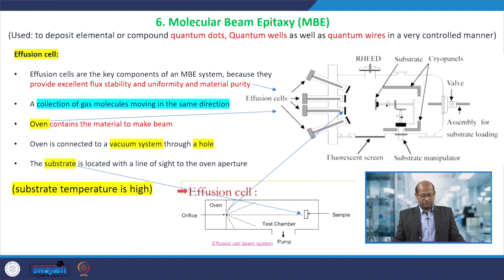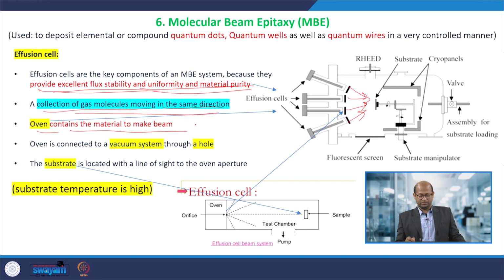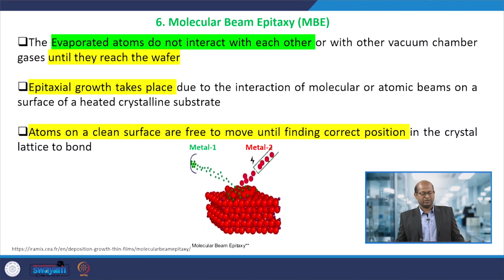Okay. So, effusion cells we have already discussed. The key components of effusion cells provide excellent flux stability, uniformity and material purity, and a collection of gas molecules moving in the same direction through these effusion cells. These move toward the substrate, and ovens contain the materials. The oven is also there, so the material would be heated up to make vapors, first melt and then vapors, and then the desired metals would be deposited over the substrate.